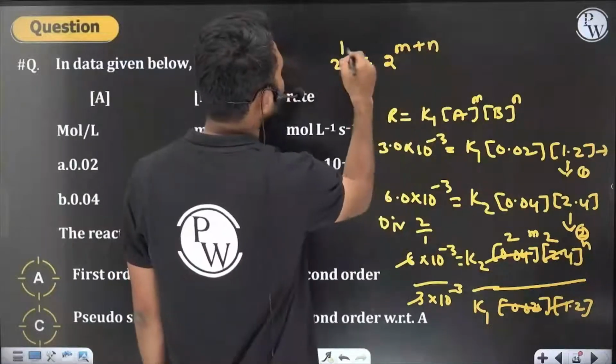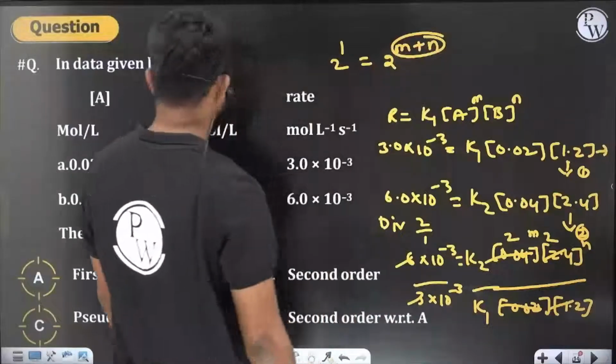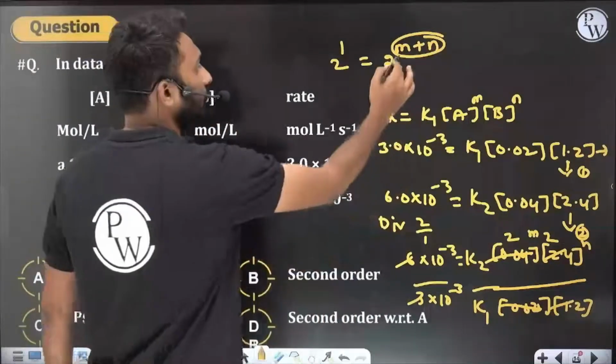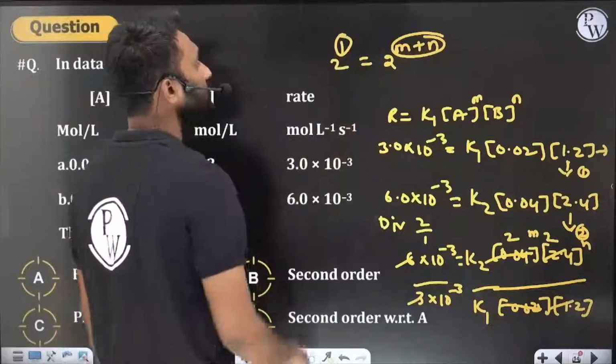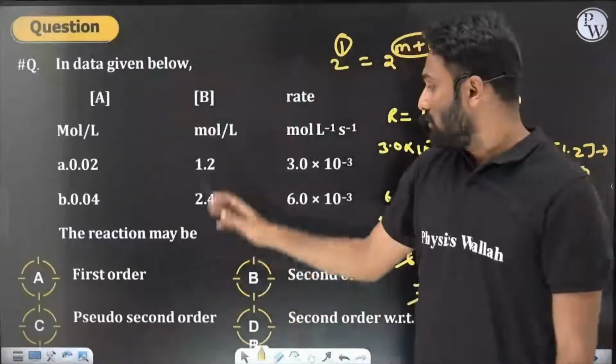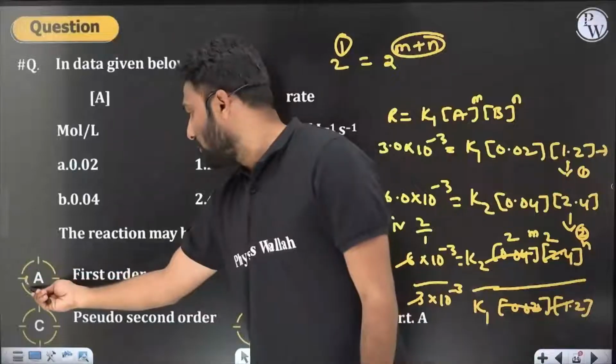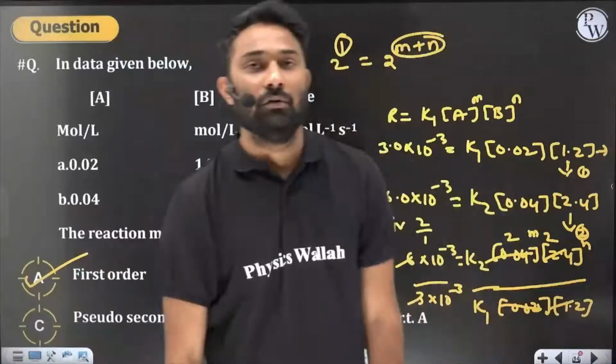Now order of the reaction is asked. Order of the reaction is m plus n. Now order of the reaction is 1. So the reaction is first order. Okay.